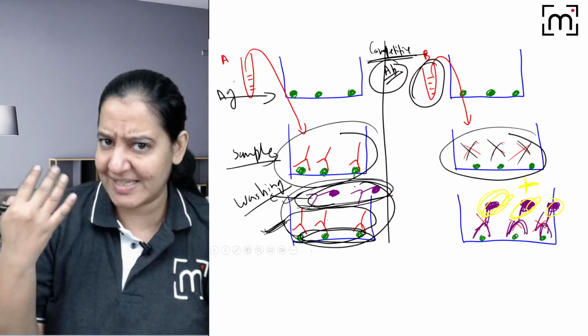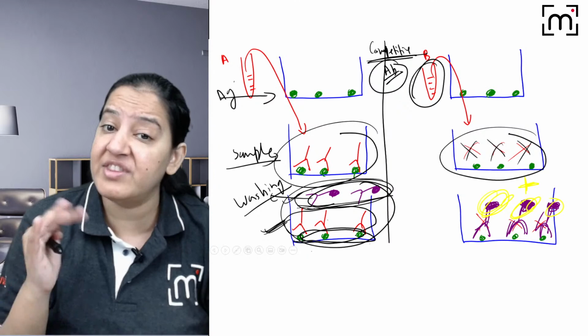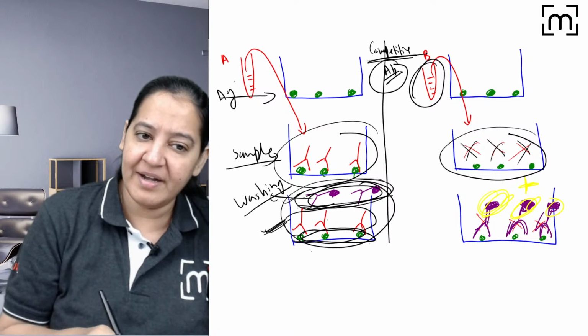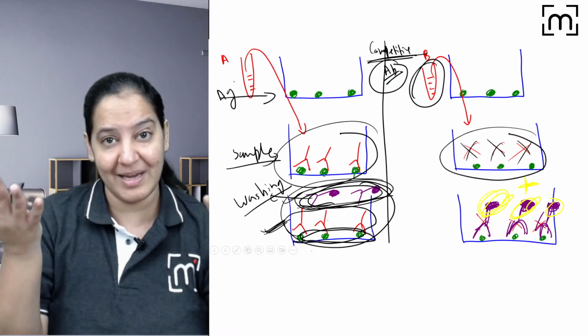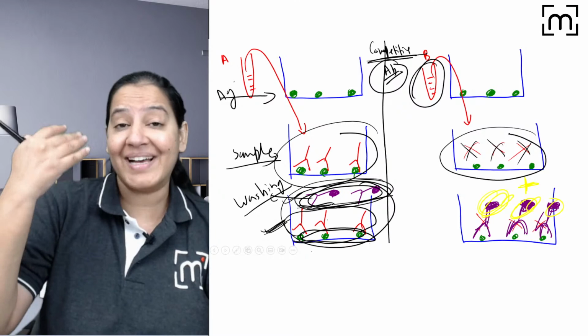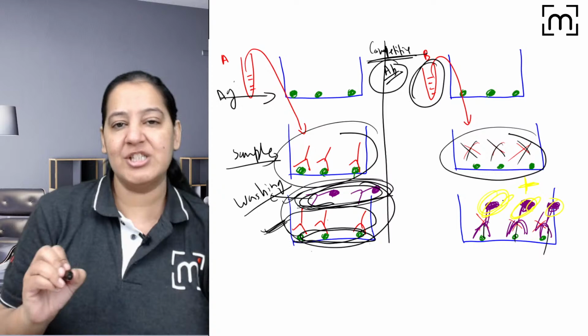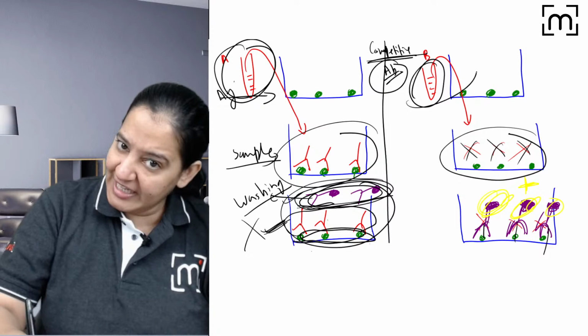So in patient A, the antigen is already saturated with natural antibody present in the patient sample. So no free antigen is there. So the enzyme linked antibody will go in washing. So no color change. But in patient B, since the sample is negative, all the antigen are free. It is not saturated with antibody. So when you add the external enzyme linked antibody, the antigen antibody complex takes place and color change will take place. So here, a positive sample gives no color change and a negative patient gives color change.